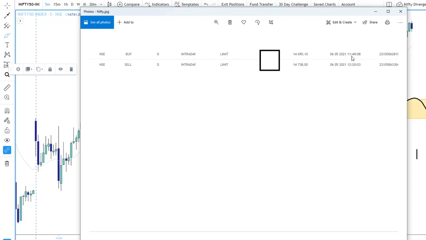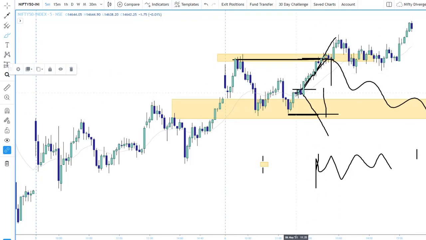So I bought at 14,695 and sold at 14,738. You can see the timings as well. It was at 11:50, and then I closed at 12:20, so around half an hour, and it was a very good trade. The simple reason is this: the market was going up, making higher highs and higher lows. On a higher time frame, it got rejected twice, which was a fantastic setup, and then a proper strong floor was created. And when it's going up, I expected the price to hit the ceiling first before it breaks the floor. That's a simple concept, as simple as it is, and nothing more than that.